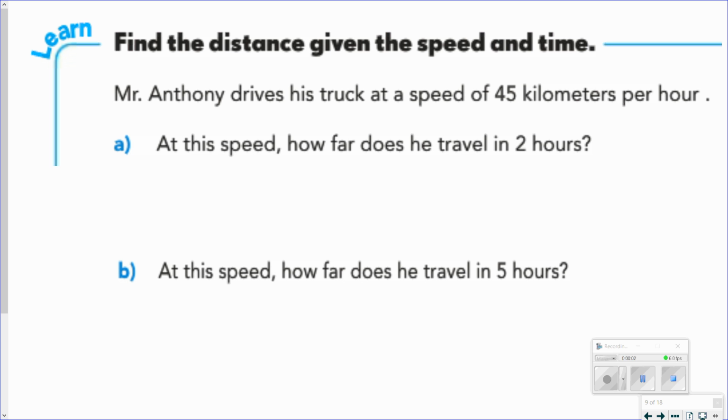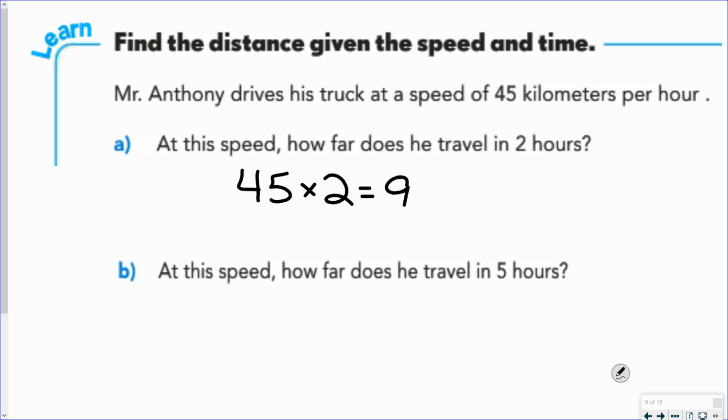All right, today we will continue our lesson with rates and unit rates and some real world problems with them. So here, Mr. Anthony drives his truck at a speed of 45 kilometers per hour. At this speed, we want to figure out how far he'll travel in 2 hours. Well, if he goes 45 kilometers per hour, that means he's going to go 45 the first hour. He'll then go 45 kilometers the second hour. So we could just take 45 times 2, and we would determine that he goes 90 kilometers.